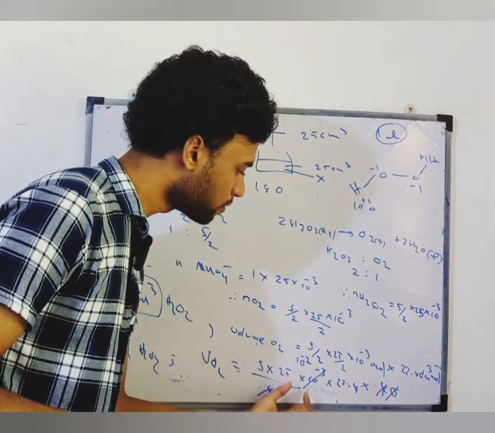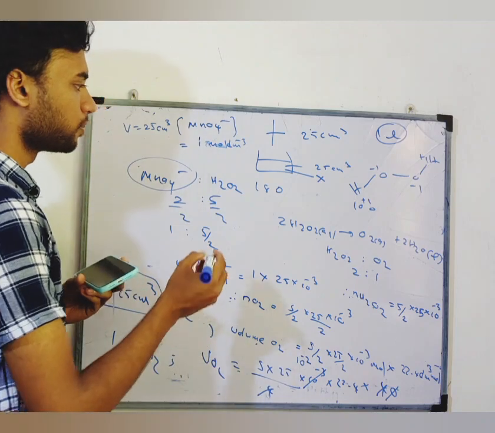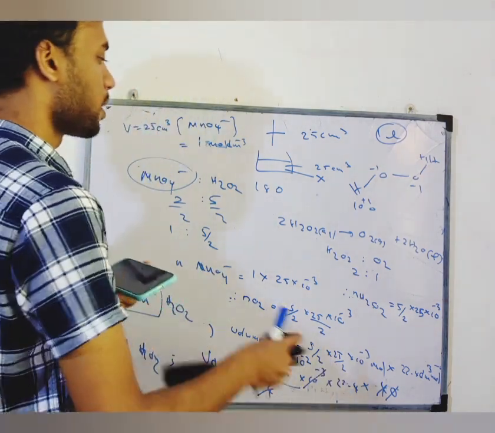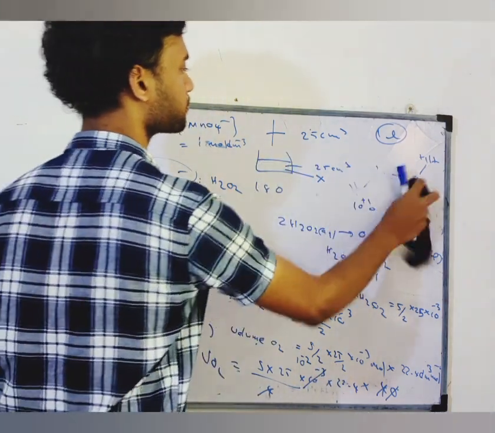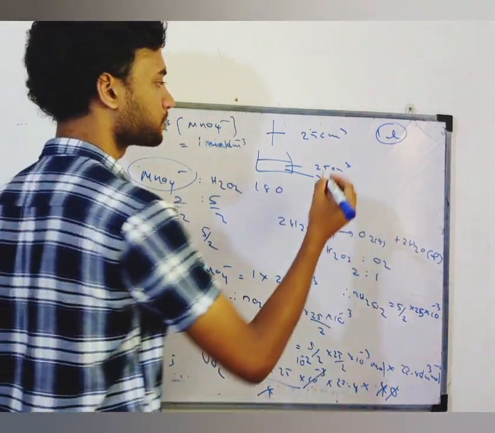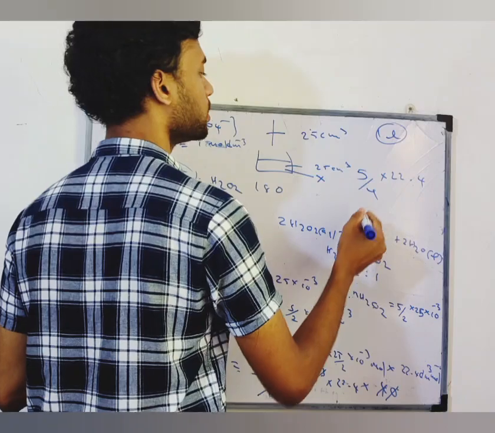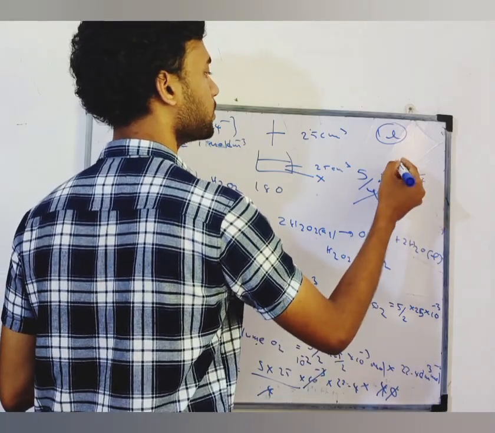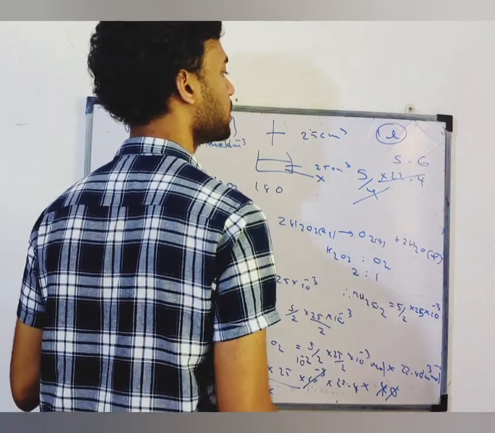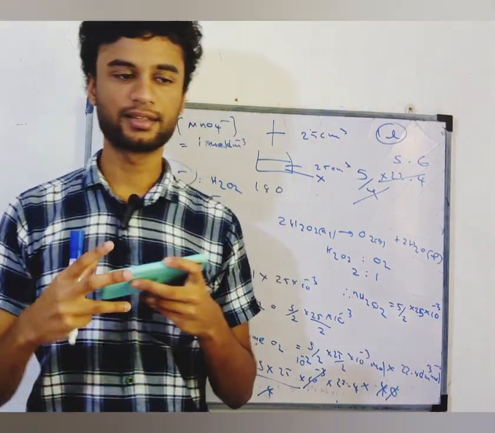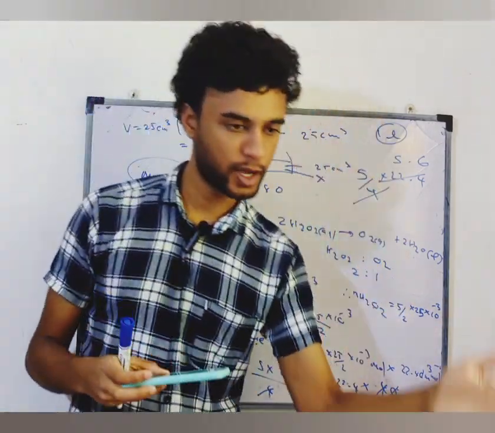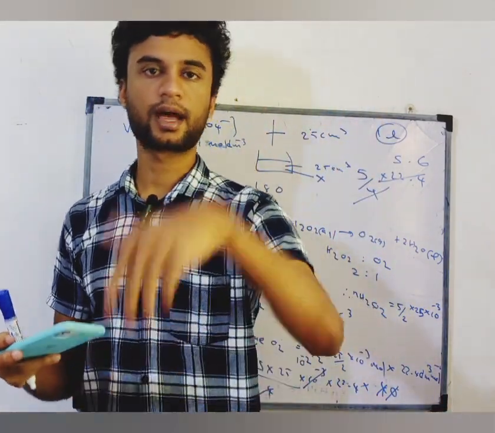Then I have 5 over 4 times 22.4. Easy. 5 over 4 times 22.4. Then I have 5.6. 5.6 times 5. Can you do it like this? 5.6 times 5 means 5 plus 0.6 times 5.